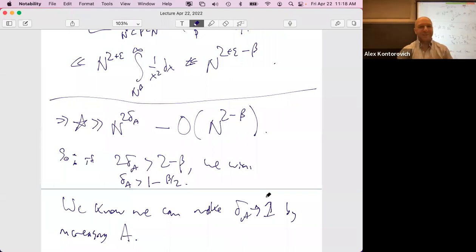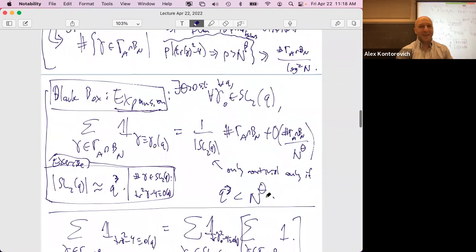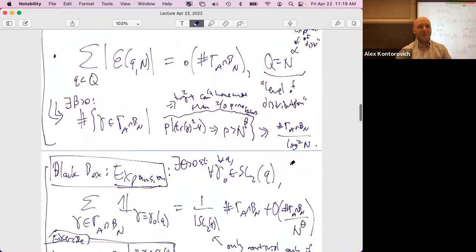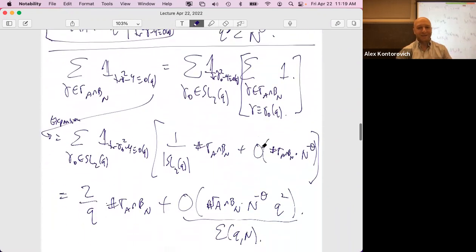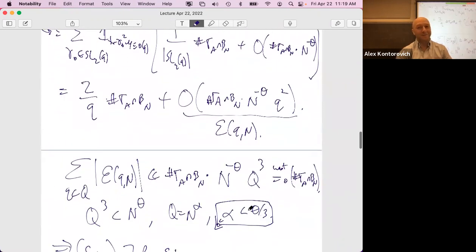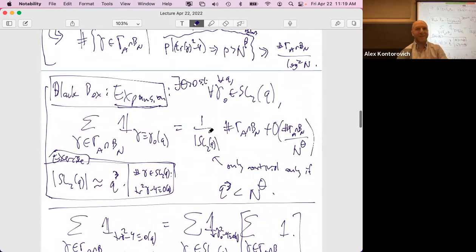That's the question. What happens to beta? Where did beta come from? Beta came from the sieve black box, which came from alpha. Beta comes directly from alpha. Where does alpha come from? Alpha comes directly from theta. Theta comes directly from expansion. How good is your expansion?